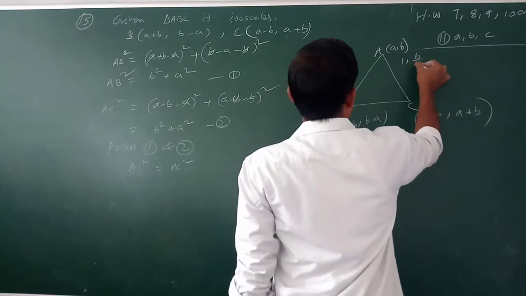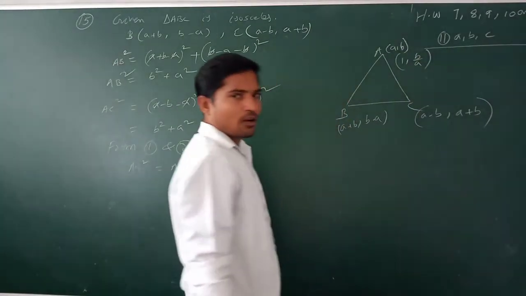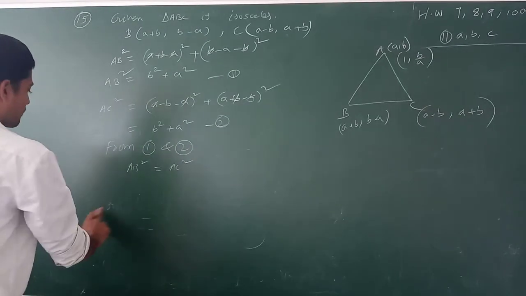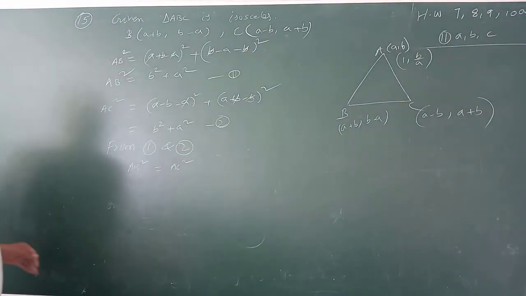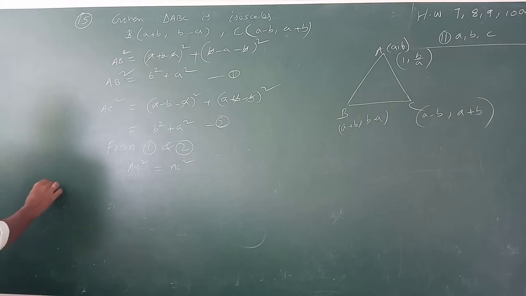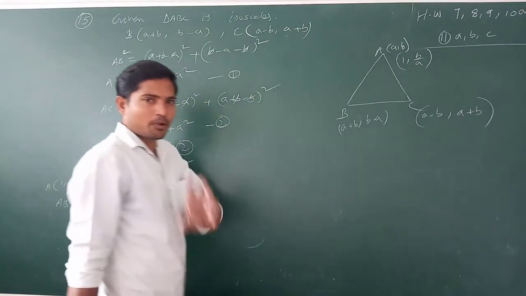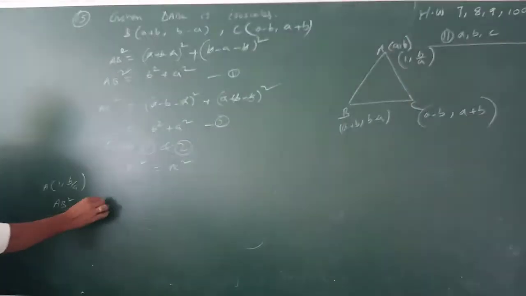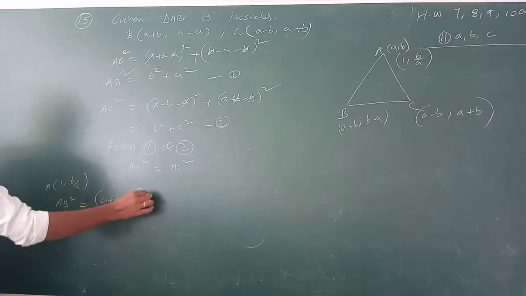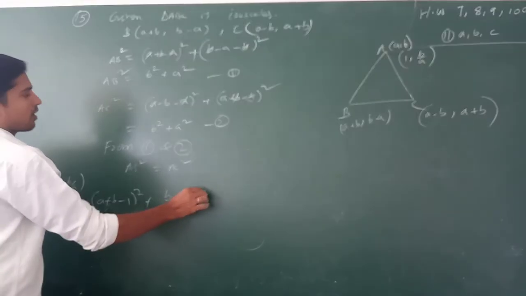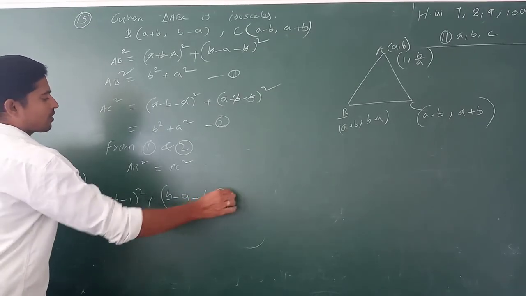One comma B by A, sure this point. Why? Because let us verify that. Same AB square. Now A is 1 comma B by A. Then AB square. AB square is equal to x2 minus x1 whole square. So A plus B minus 1, A plus B minus 1 whole square plus B minus A minus B by A whole square.